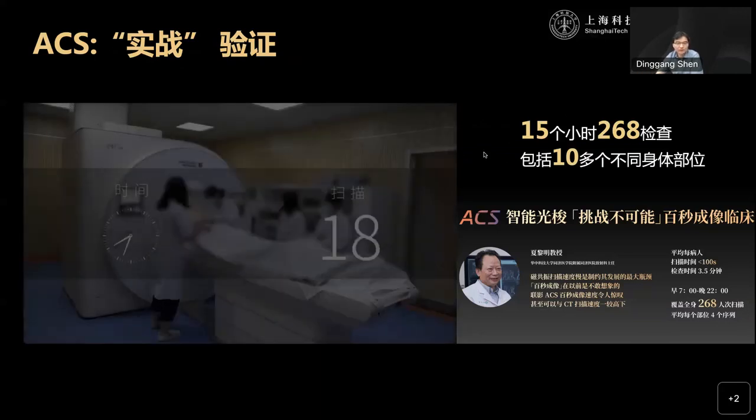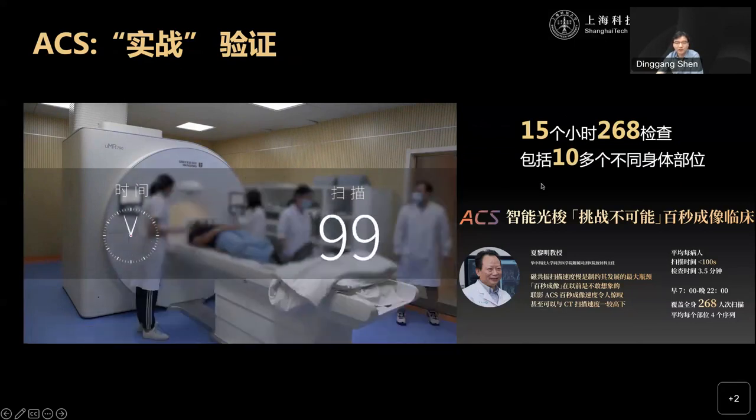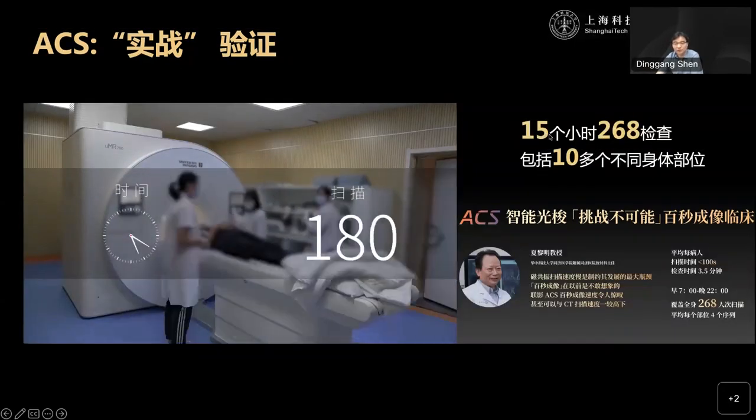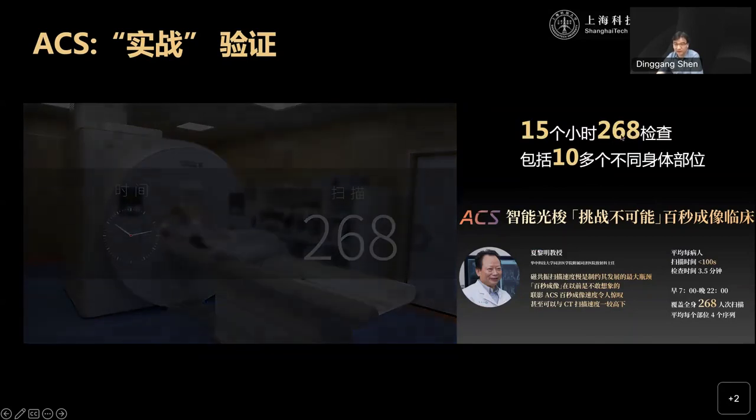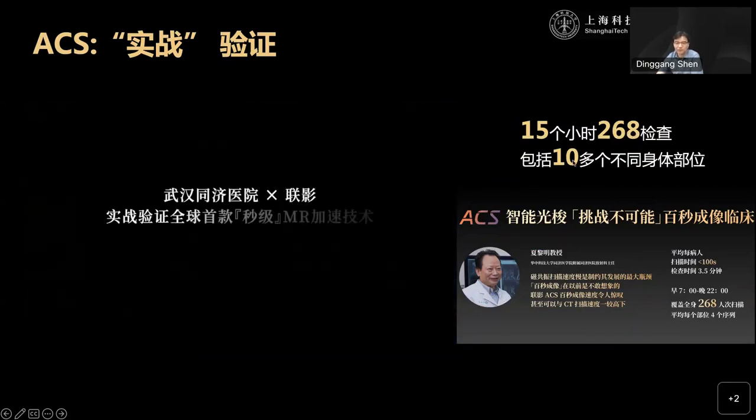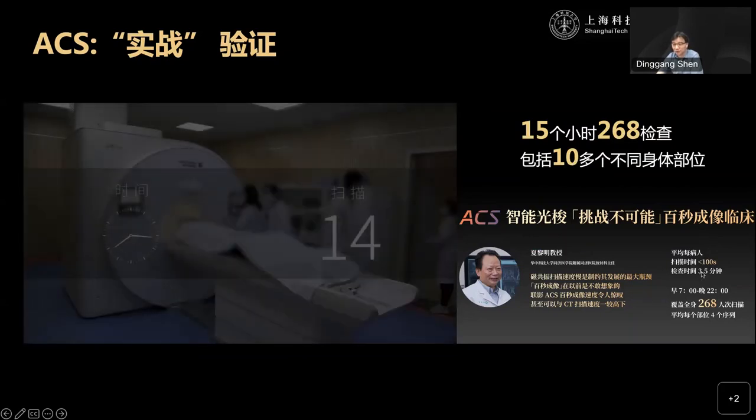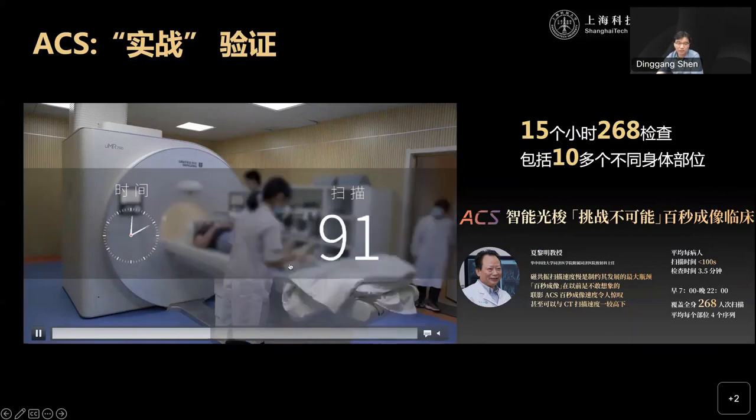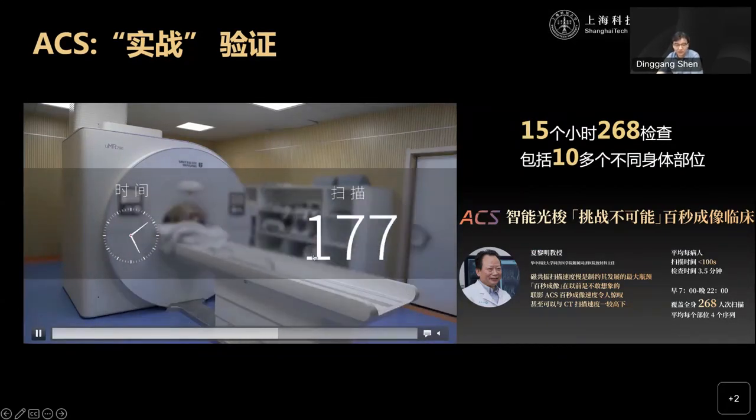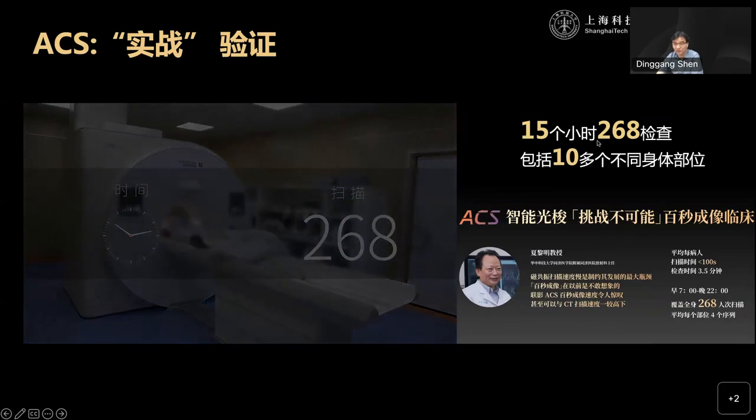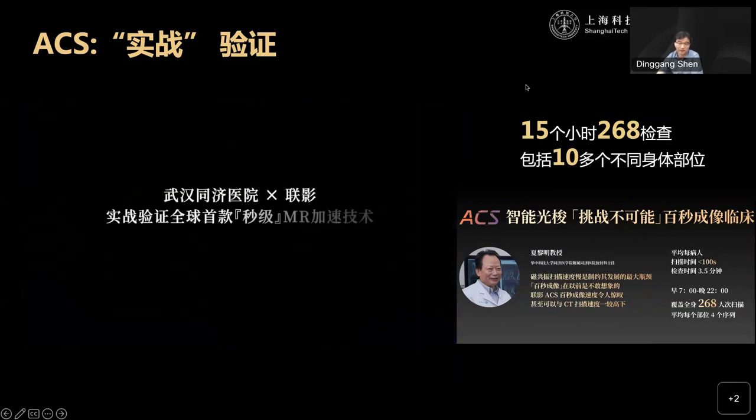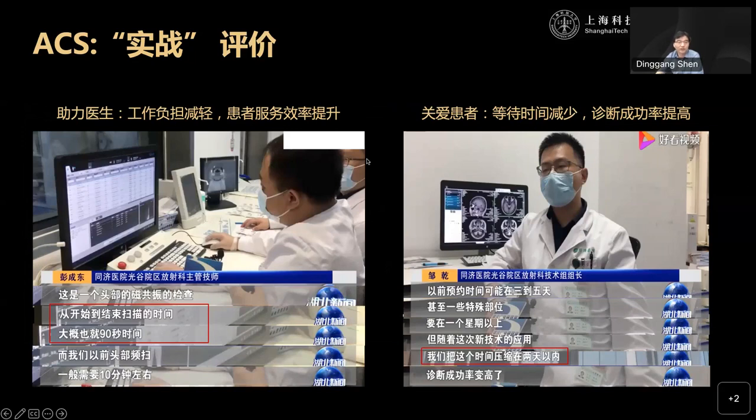Actually, we implemented this ACS in the scanner, and we did the experiment in Wuhan. Basically, in one day, we used 15 hours, and we did 268 body part scans, totally covering 10 different body parts. On average, we just take 3.5 minutes, which means you go onto the table, scan, and then get off the table. So on average, just 3.5 minutes. In this way, of course, you can release time for the physician, and also you can reduce the waiting time for patients.